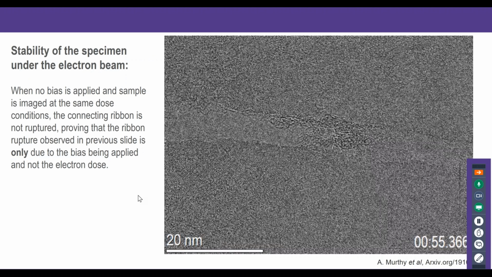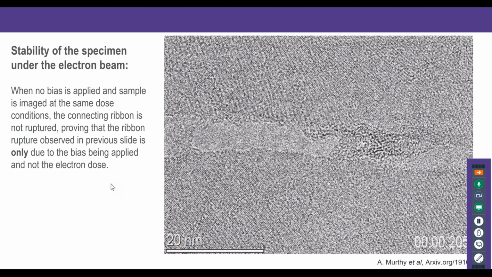You can make sure that your samples are not degrading during the process of imaging, right? And this is very important for many cases. So moving on to the next one.